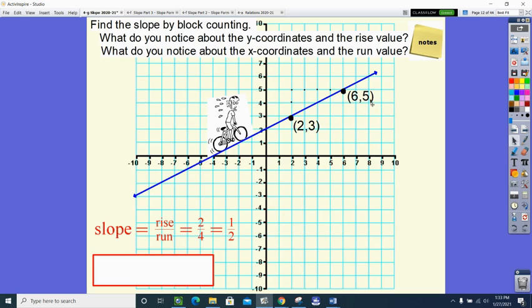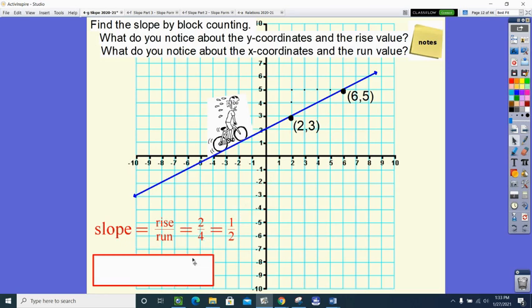Is there any math, adding, multiplying, subtracting, dividing? And do you notice that 5 minus 3 gives you the 2? Remember that run is the x's. It's like the x-axis. So look at the x coordinates. Look at the 6 and the 2. Is there anything I can do to get this 4?